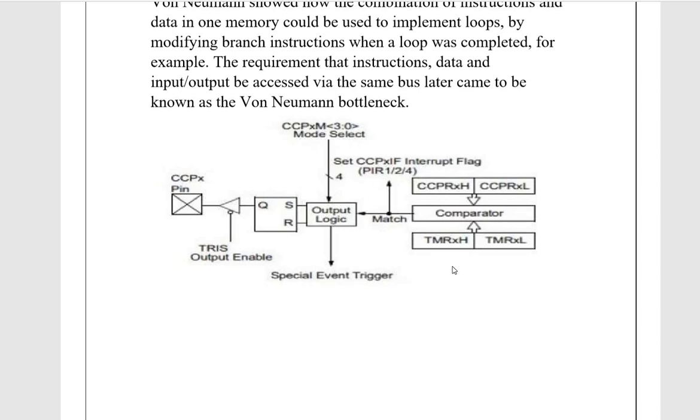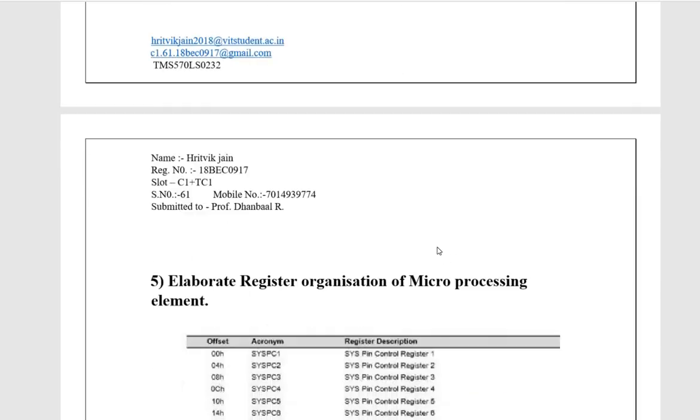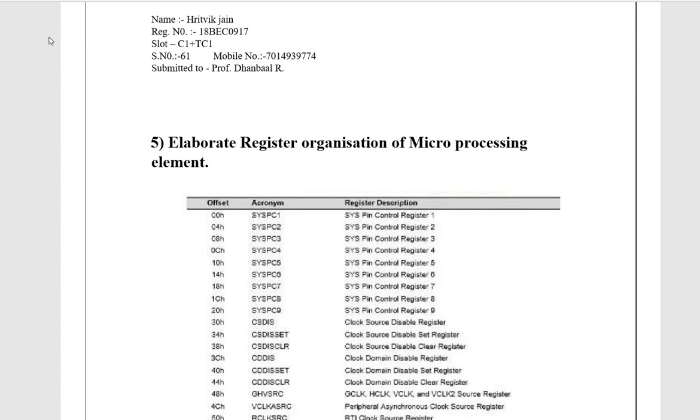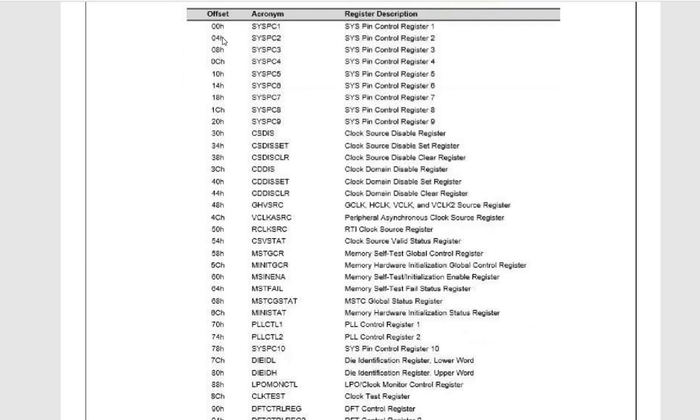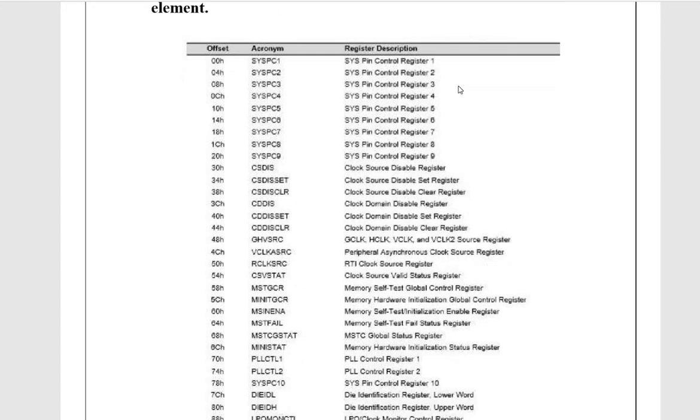Now, a special event trigger, like this. And this is the register organization of the microprocessing elements. I divided it into three parts: offset, acronym, and register description.